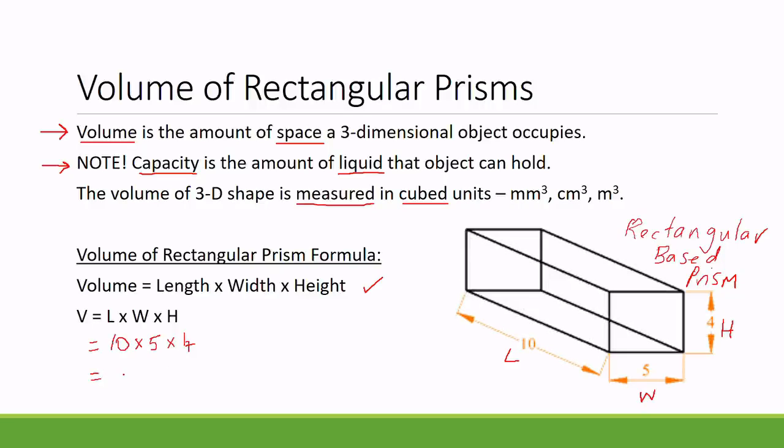10 times 5 is 50. 50 times 4 is 200. Now, if this was centimetres, then the answer would become 200 centimetres cubed.